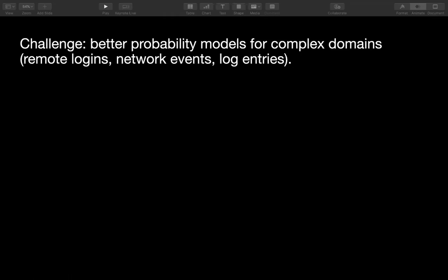And I think there's room here for papers that don't build an entire detector. They just give us a piece of technology: build me a better probability model for benign data.